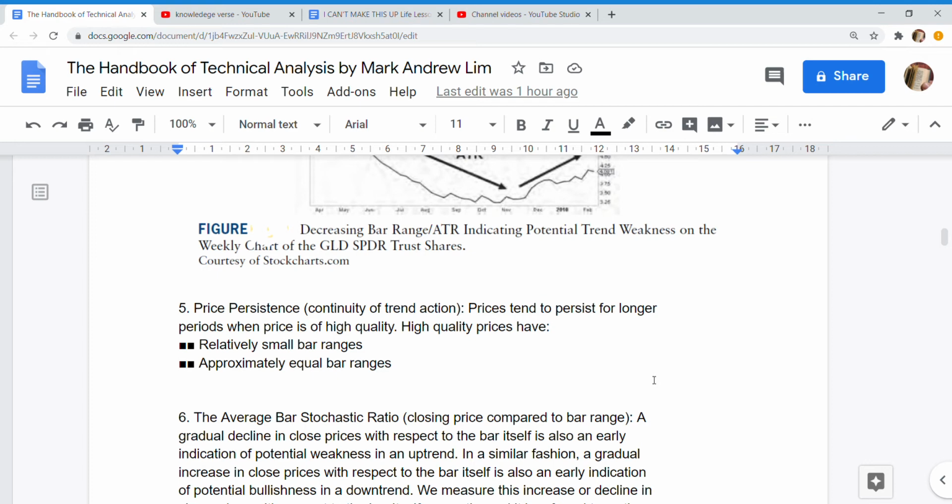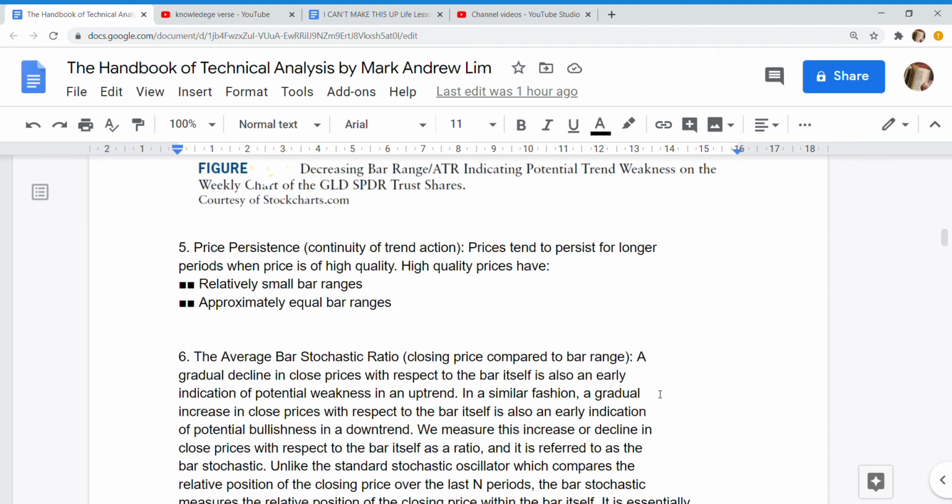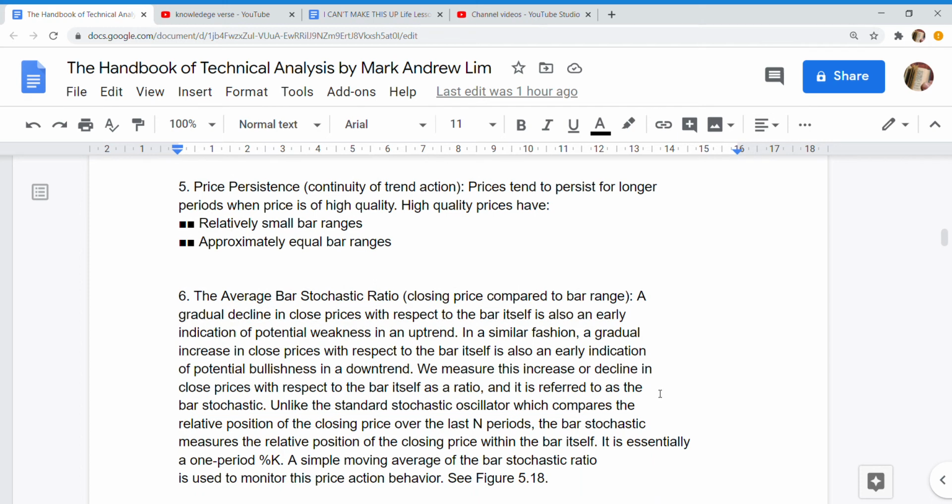A gradual decline in close prices with respect to the bar itself is also an early indication of potential weakness in an uptrend. In a similar fashion, a gradual increase in close prices with respect to the bar itself is also an early indication of potential bullishness in a downtrend. We measure this increase or decline in close prices with respect to the bar itself as a ratio, and it is referred to as the bar stochastic.